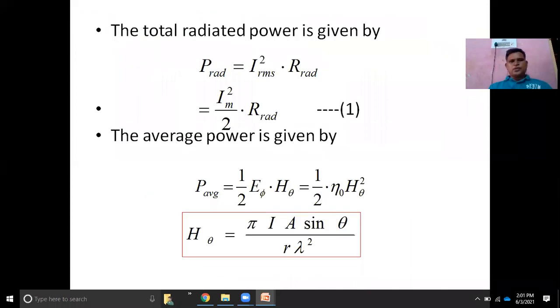Radiation resistance of a loop antenna. How to calculate the radiation resistance of any antenna, with a similar procedure? First you calculate the total power. In the total power, we will substitute the maximum current in terms of the RMS current. Then you can calculate the radiation resistance.